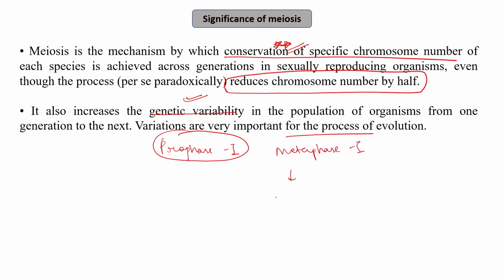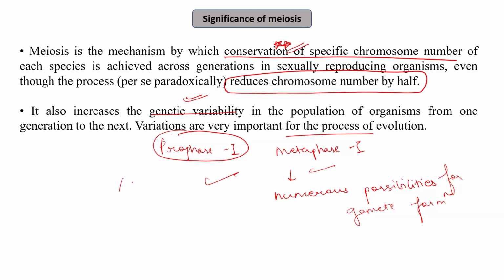So there is a tendency to form numerous possibilities for the arrangement of the DNA, and depending upon the arrangement of the chromosomes, that chromosome will be transferred to the next. There are numerous possibilities for gamete formation, right? Therefore, through these mechanisms, variations are being induced. But one of the very important reasons for the variation is the recombination that happens between the non-sister chromatids of the homologous chromosomes.